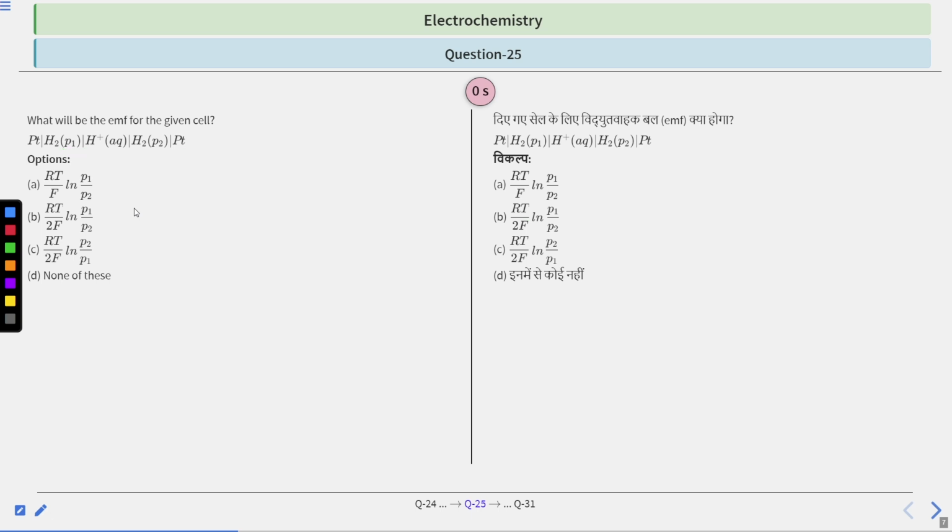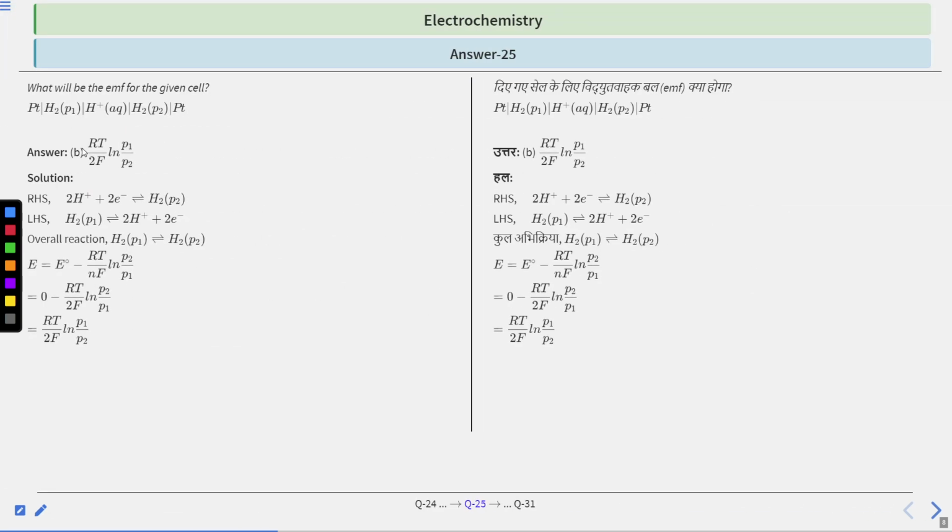Okay, let's see the correct answer. The correct answer is option B, RT by 2F ln P1 by P2. The right hand side reaction will be 2H+ plus 2 electrons giving us H2, which is at partial pressure P2. On the left hand side, the reaction going on is H2 at P1 giving us 2H+ plus 2 electrons. So the overall reaction will become H2 at P1 going to H2 at P2.